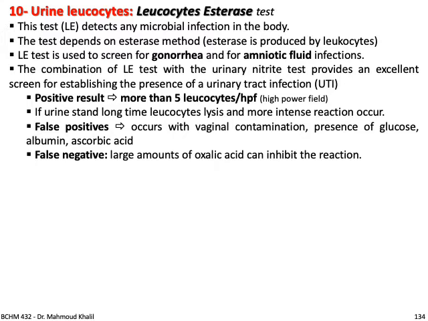This test is used to screen for gonorrhea and for amniotic fluid infection. The combination of the LE test with the urinary nitrite test provides an excellent screen for establishing the presence of UTI. A positive result means there are more than 5 leukocytes per HPF. HPF is high power field, because you see the leukocytes under the microscope, in the high power field.